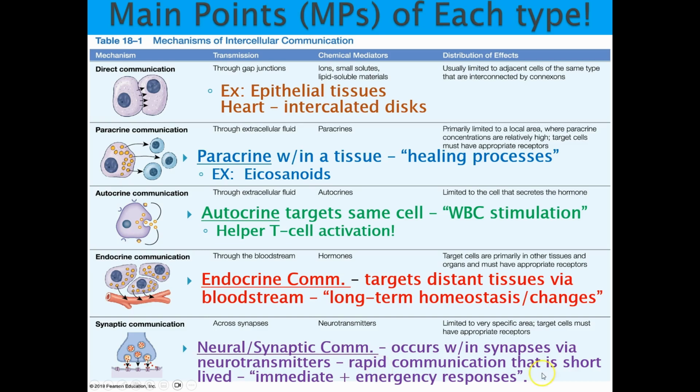It's very fast, and the responses are very short-lived, like emergency responses, things like that. We're processing the changes. You want to move, you're moving from one location to another. That's all neural. So make sure you spend some time breaking this down. Long-term communication, traveling through the blood to maintain long-term processes. Fast, immediate changes. This is a great slide to study.